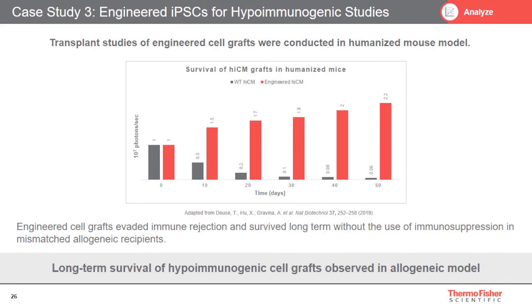And interestingly, both the engineered iPSCs and the engineered iPSC derivatives, whether cardiomyocytes or endothelial cells, evaded immune rejection when grafted into the humanized mouse models. Only the engineered cells survived long term, and this was without the use of immunosuppression in these mice. This was not the case for wild-type iPSCs or wild-type iPSC derivatives, where you can see that they were clearly cleared out by the immune system, as represented by the gray bars.